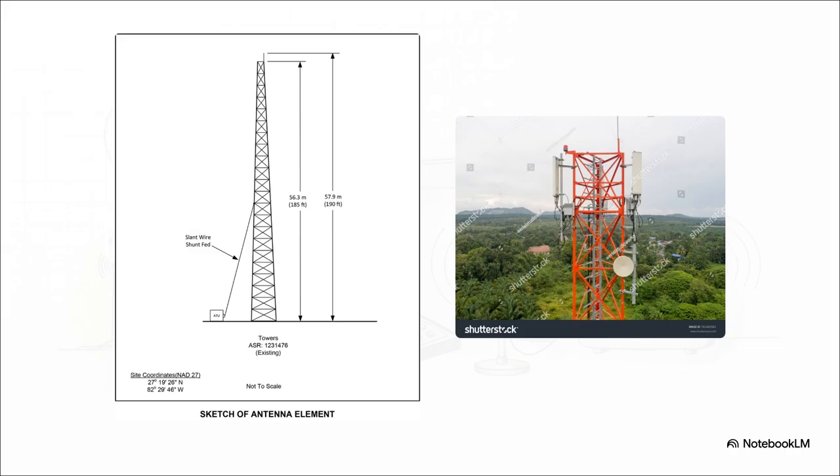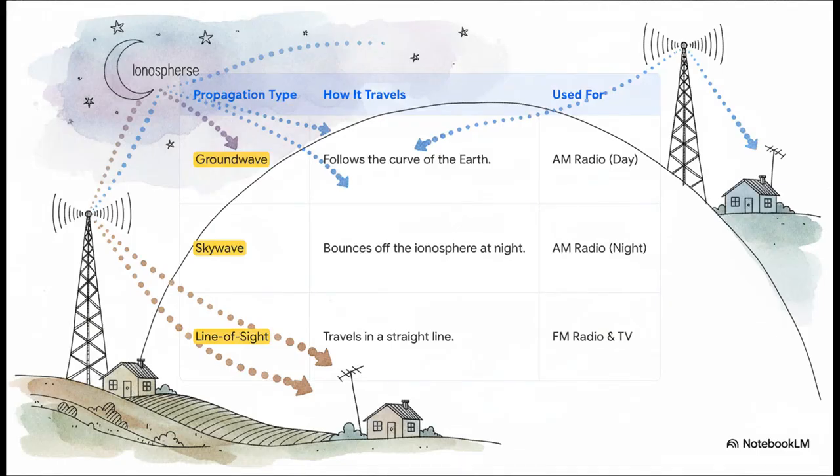It all comes down to the size of the radio waves themselves. AM waves are enormous. We're talking hundreds of meters long. FM waves, on the other hand, are way shorter, only a few meters long. And that size difference totally changes how they travel through the air. FM and TV signals are pretty straightforward. They shoot out in a straight line, what we call line of sight. They go until they hit the horizon, and that's about it.